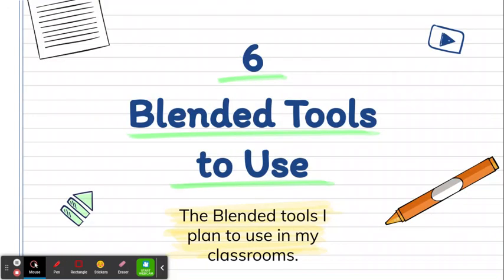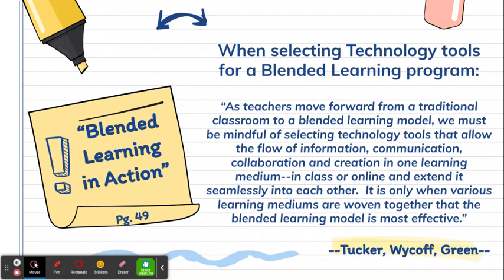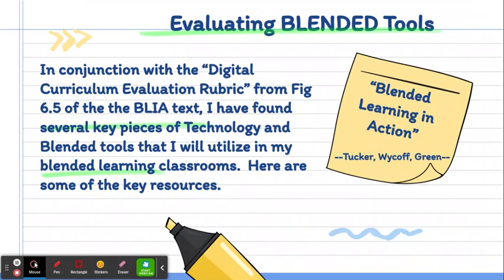Up next, I want to talk about blended tools. So in this course, we learned about how to select blended tools the appropriate way. So on here I have, when selecting technology tools for a blended learning program, as teachers move forward from a traditional classroom to a blended learning model, we must be mindful of selecting tools that allow the flow of information, communication, collaboration, and also creation in one learning medium, either in class or online, and extend it seamlessly into each other. It is only when various learning mediums are woven together that the blended learning model is most effective. So in Blended Learning in Action text by Tucker, Wyckoff, and Green, I really thought that was a quote that really stood out for me, and I felt it was very true. Okay, so when evaluating blended tools, also in this text, I used the evaluation rubric that was in there, and this is what I came up with.